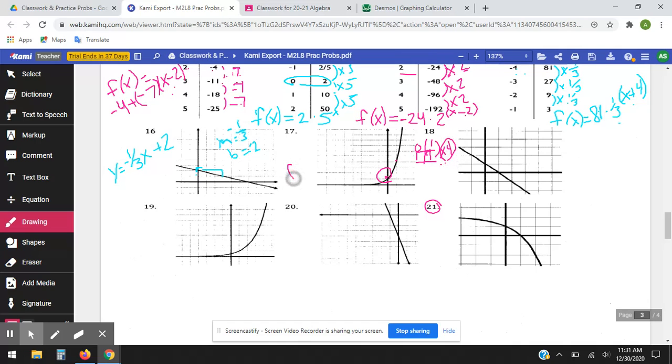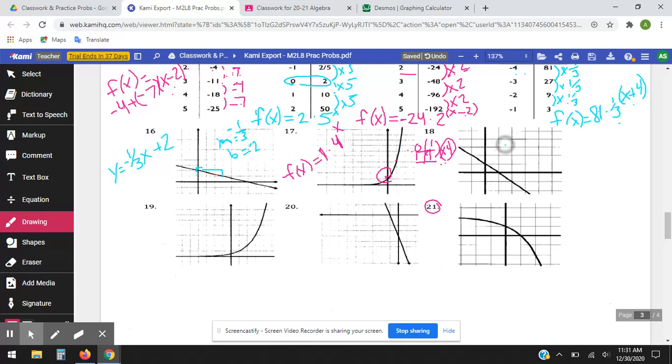So f of x equals, I start with 1, and I'm multiplying by 4 repeatedly. And that was a 0. I can just leave it like that. All right, let's go back to this one.